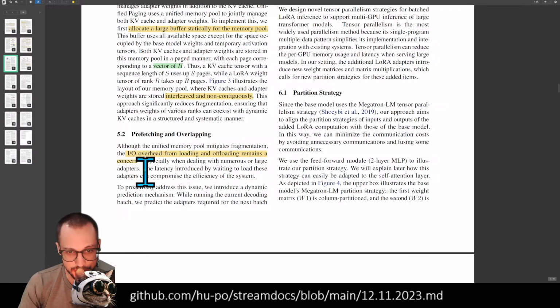The latency introduced by waiting to load these adapters can compromise the efficiency of the system. And this is maybe a little tangent here.